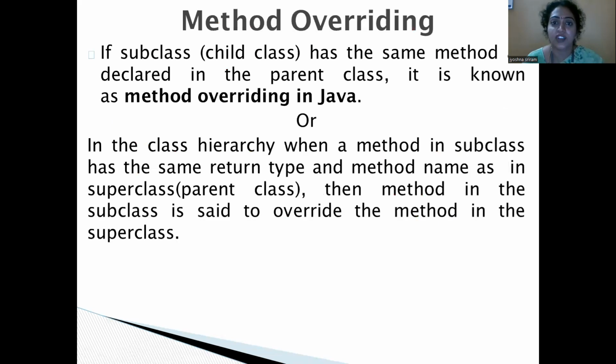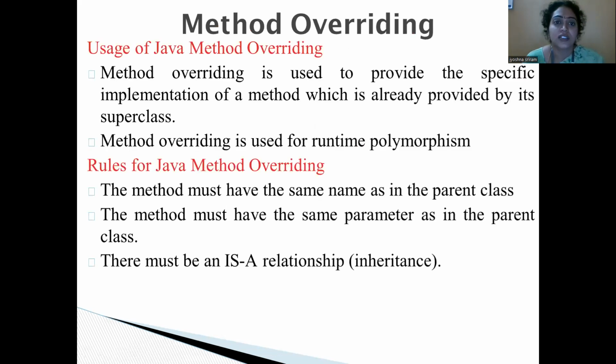Coming to the definition of method overriding, if a subclass has the same method as in the parent class, then it is called method overriding. So in such a case, the subclass method will override the superclass method. Next one, usage of Java method overriding. We use method overriding if we want to provide some specific implementation for the subclass method. We also use it for runtime polymorphism.